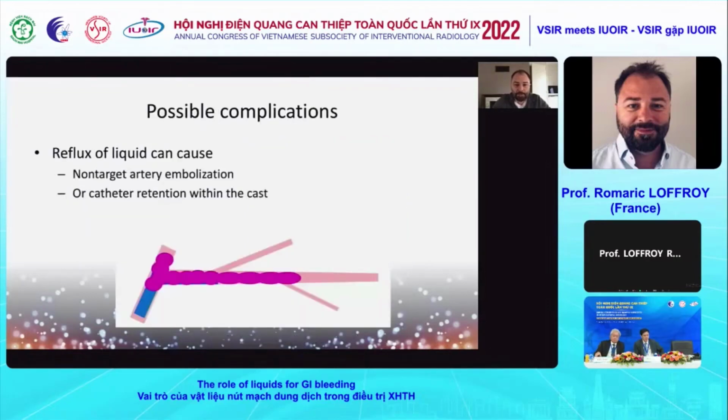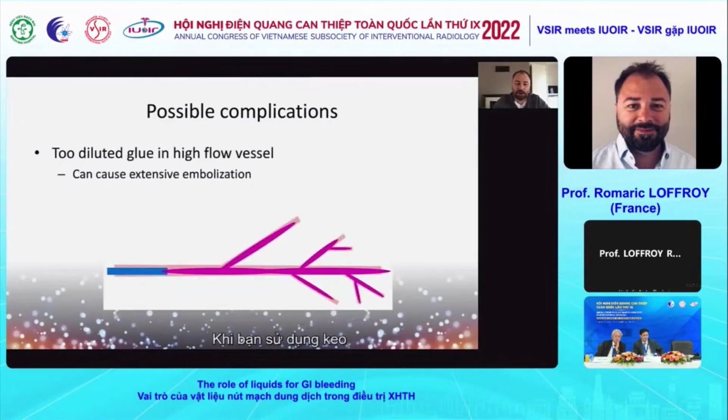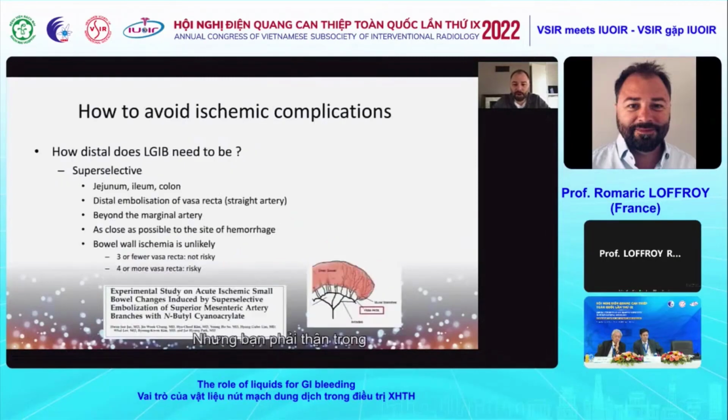And the ischemic risk, of course, you have to pay attention, but most people think that the risk of ischemic complications is higher with cyanoacrylates and liquids, which is completely wrong. Of course, if you get reflux of liquid, it can cause non-target artery embolization, or if you use too diluted glue in a high flow vessel, you can cause extensive embolization, but you have to be cautious.